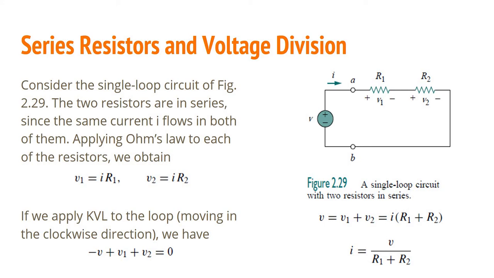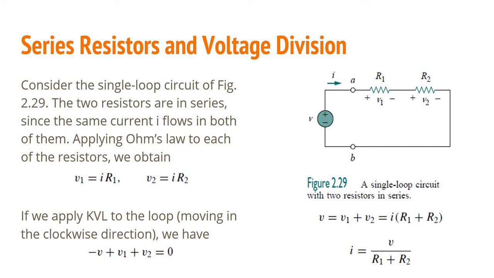I will continue the discussion about Chapter 2, Basic Laws. So this time, the topic will be series resistors and voltage division. Consider the single loop circuit of figure 2.29. So there's a circuit on the right side. The two resistors are in series.